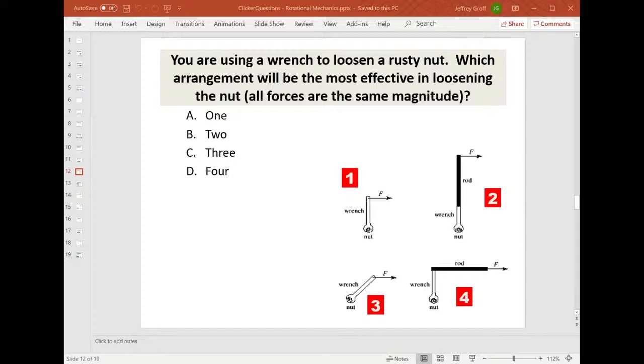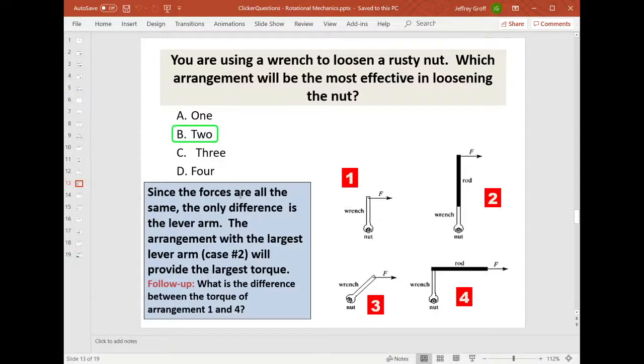All right, you guys have converged on the theory that number 2 on the solution is the best. So B, you're selecting B, number 2, which is the correct answer. Why? Because number 2 has the longest lever arm. It's the same force, but it's exerted much further away from the nut. So it's going to generate the most torque.